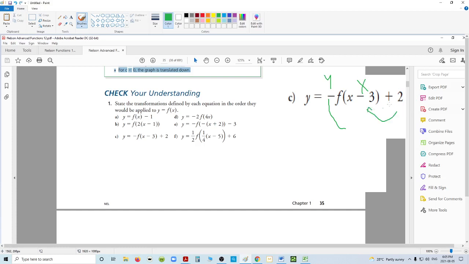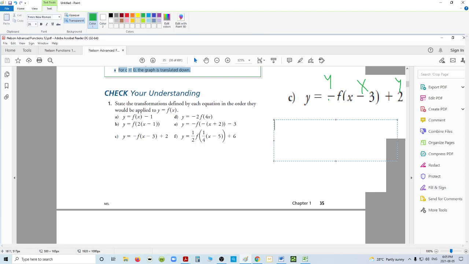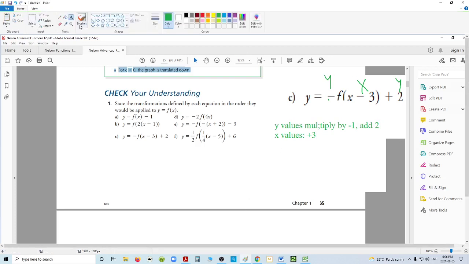What about this +2? Well, it's outside of that. So that's a y transformation, which means I'm going to take all my y values from whatever function I'm working with, multiply by -1, and then add 2. Then I'm going to take all my x values, and I'm going to simply not subtract 3. I'm going to add 3 because it does the opposite. And I will be able to plot my new graph, knowing 5 points from my parent graph. But it's important to know what these all mean.